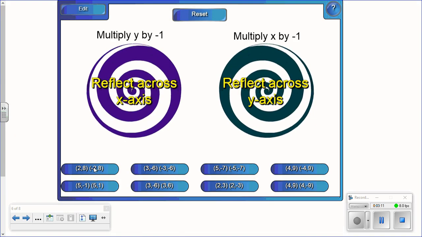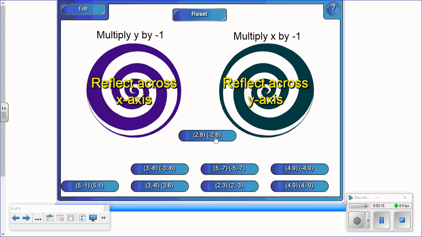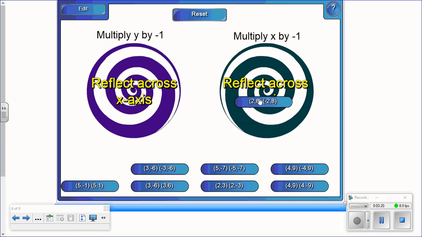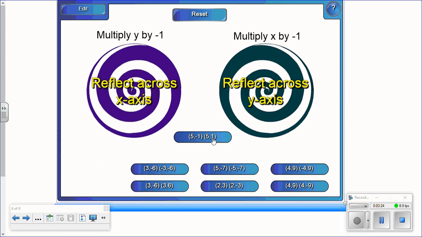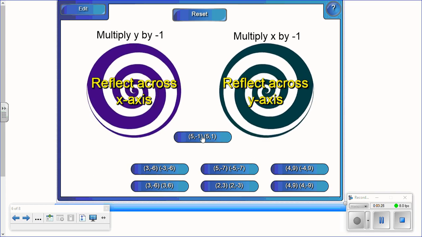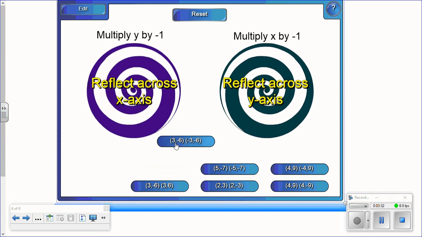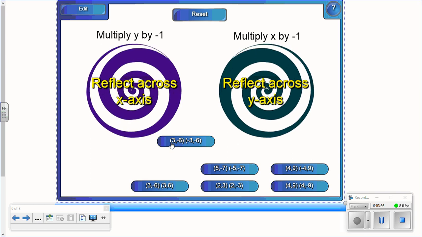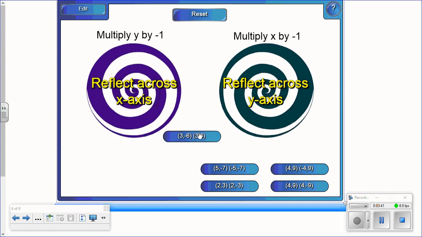So let's look at some of these. If we look at this, we can see that it was 2, 8. Now it's -2, 8. That means I multiplied the x by -1, so it's a reflection across the y. In this one, it goes from 5, -1 to 5, 1. So the y changed, reflection over the x. It goes from 3, -6 to -3, -6. So it's the x that was multiplied by -1. So it's a reflection across the y.